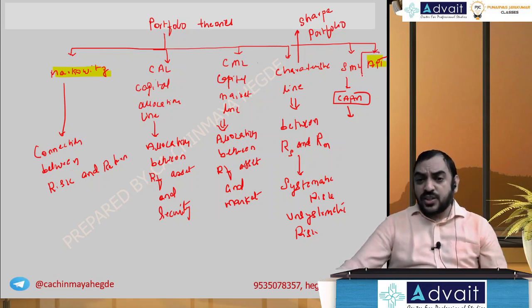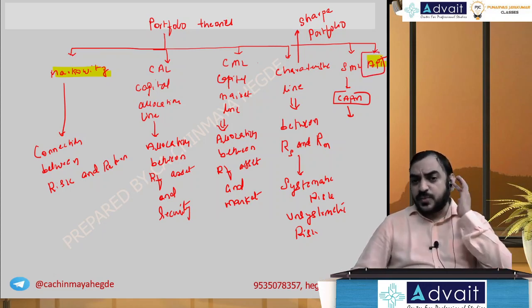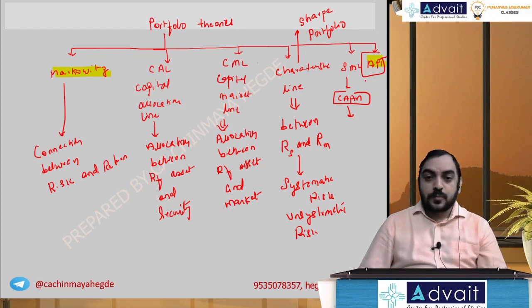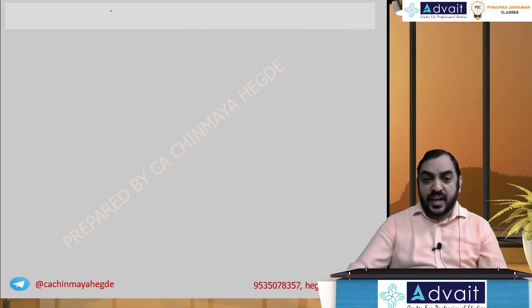APT, arbitrage pricing theory, is an extension of CAPM. I'll discuss that when we go to the formulas one by one. I hope you got the overall view of portfolio theory. We'll take one by one now. First, we had Markowitz.